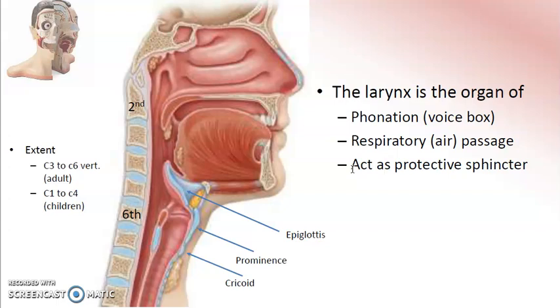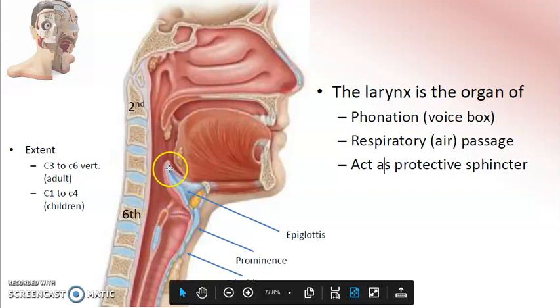It also acts as a protective sphincter. The epiglottis especially acts as a protective sphincter. Whenever you swallow some food or saliva, it will go into your esophagus, but not into your larynx or into the trachea, okay.